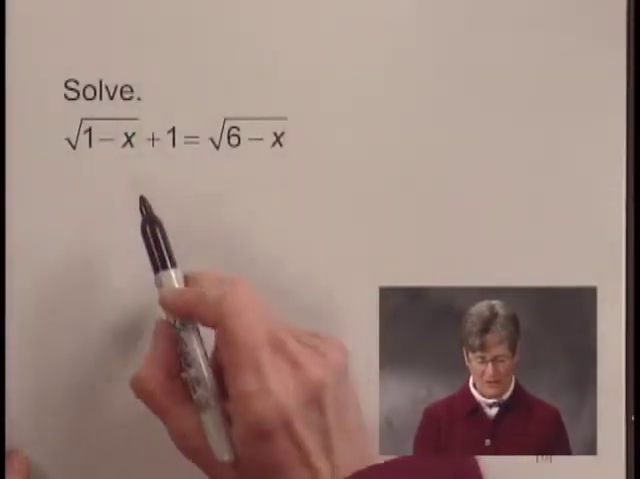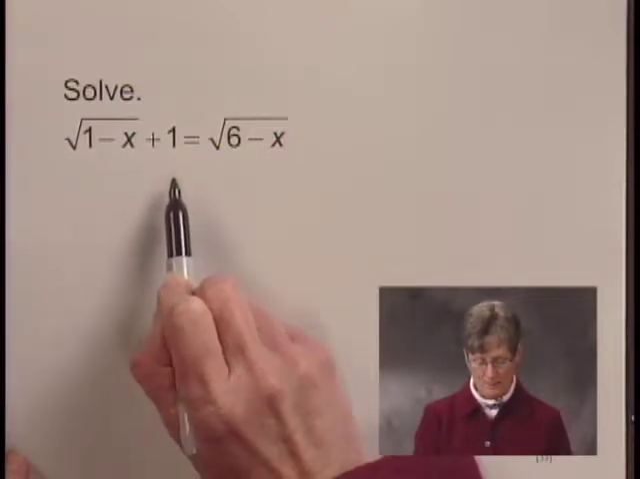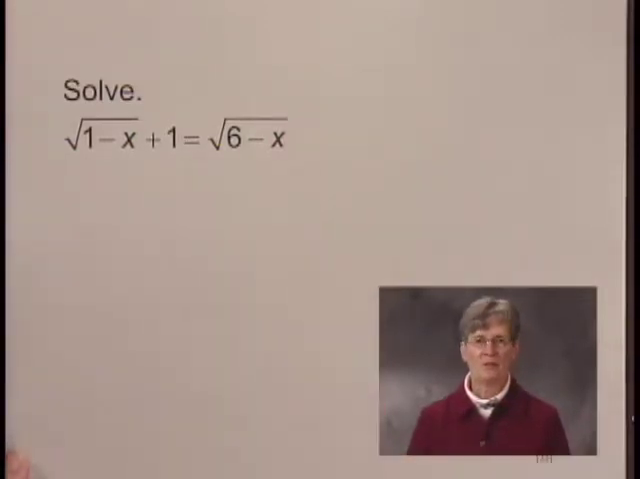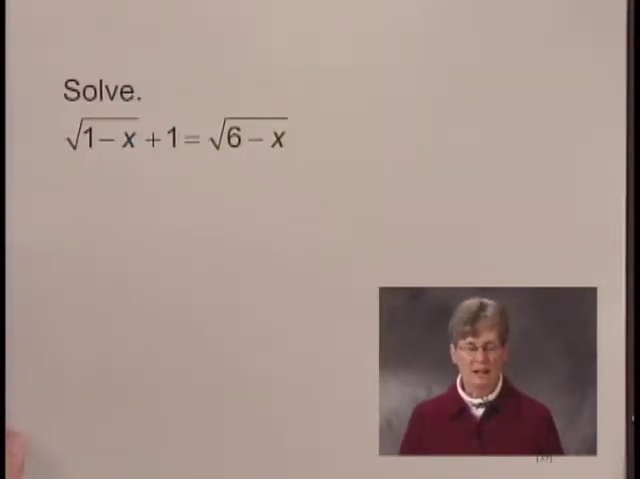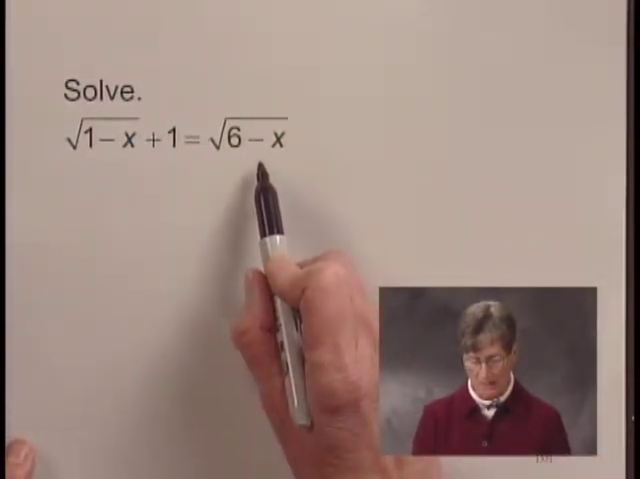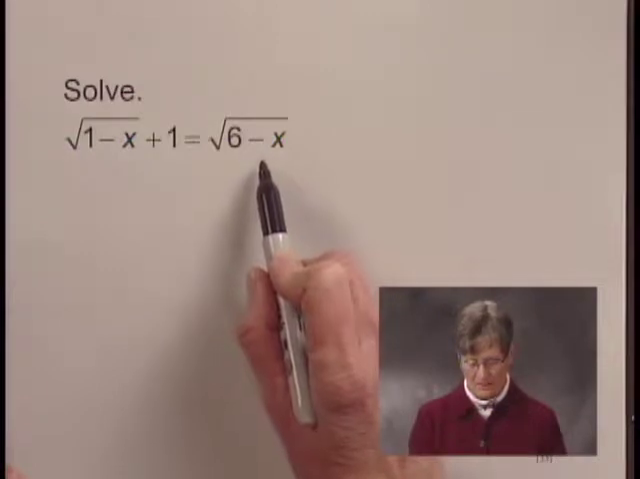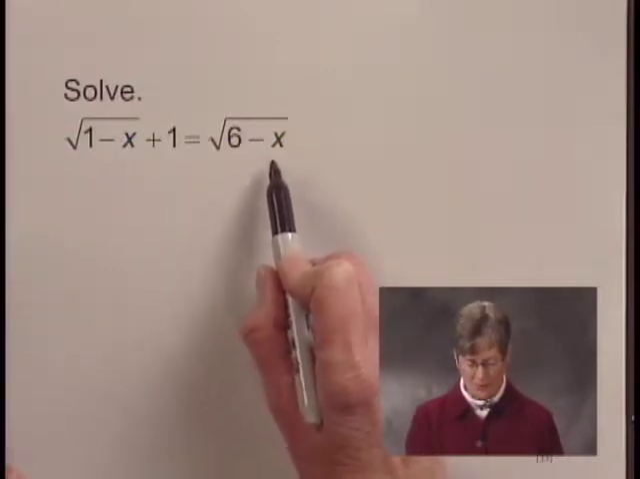We'll solve a radical equation. The equation is the square root of 1 minus x, plus 1, equals the square root of 6 minus x. Now we have an equation that involves two radicals, and one of them is isolated on one side of the equal sign. So this tells us that we're ready to use the principle of squaring.